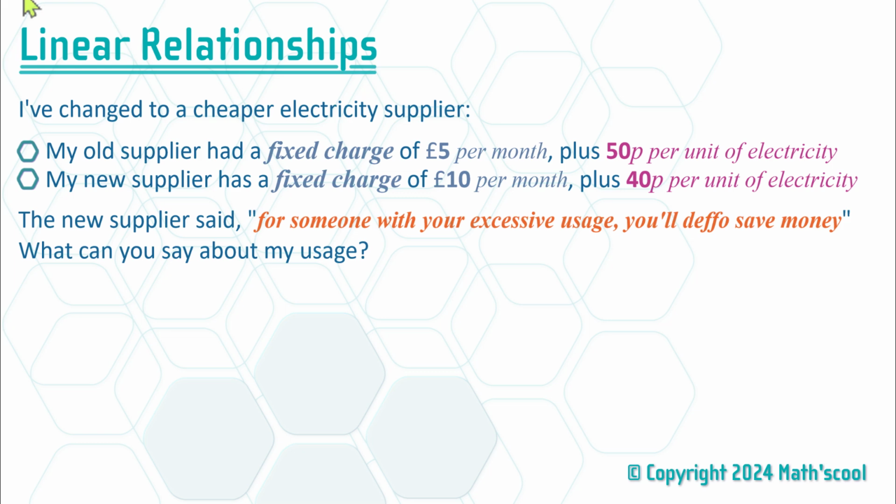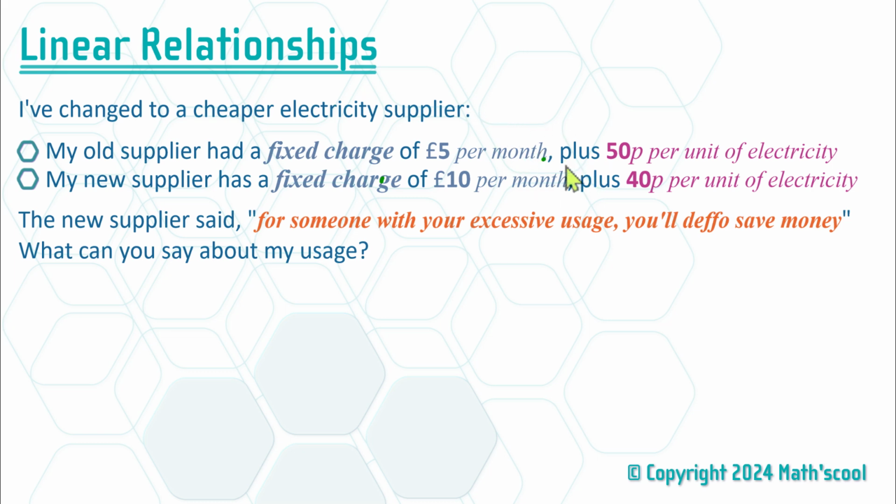I've changed to a cheaper electricity supplier. My old supplier had a fixed charge of £5 per month plus 50p per unit of electricity. So you pay per unit of electricity, but then they have a standing charge or a fixed charge that you have to pay even if you don't use any electricity at all. So let's say you go away for a whole month and you turn everything off in the house, you'll still pay £5 a month if you're with that company.